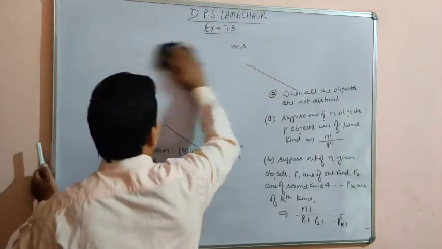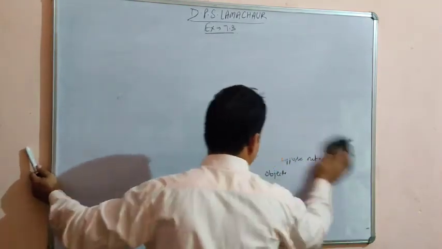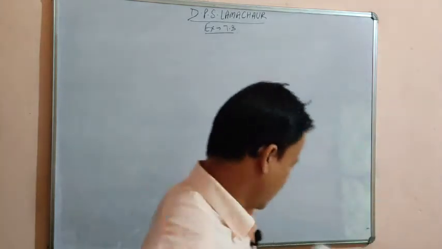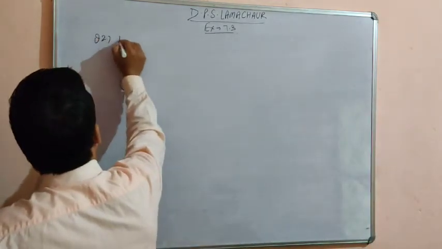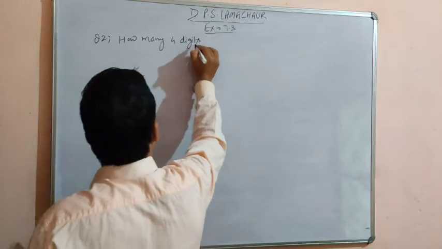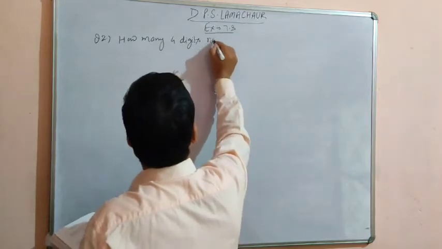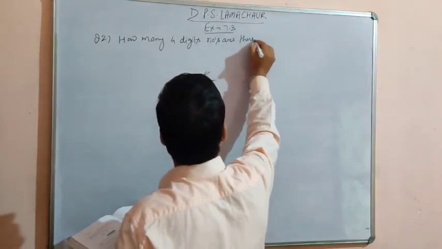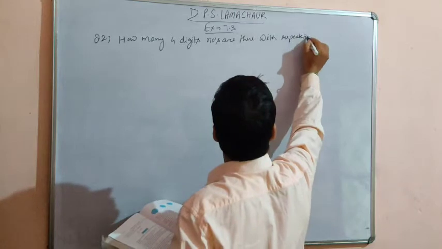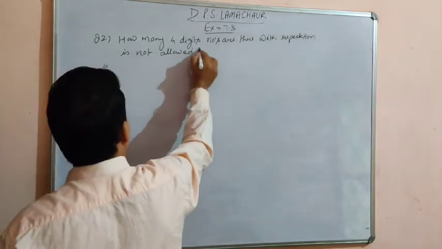Now coming to question number second. How many four digit numbers are there with no digit repeated, with repetition not allowed?